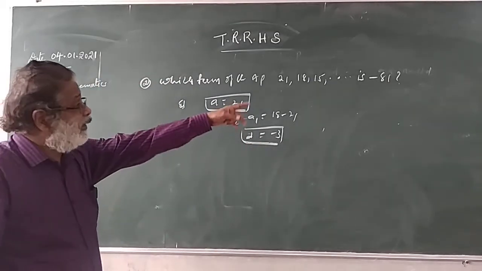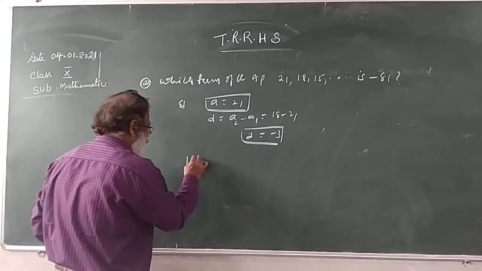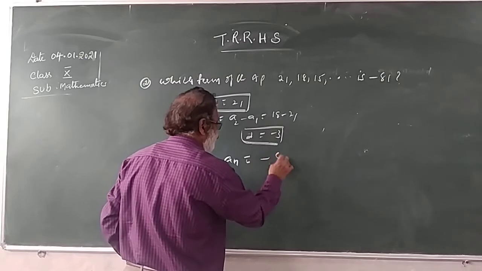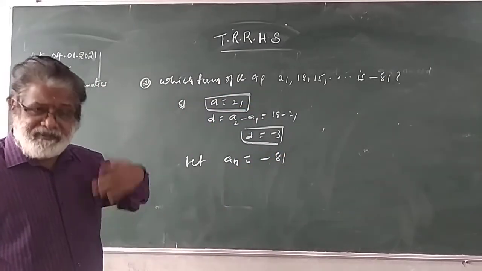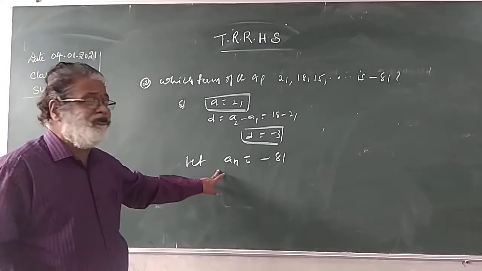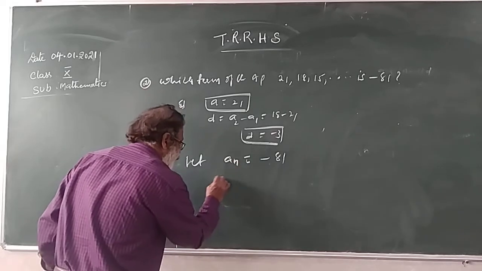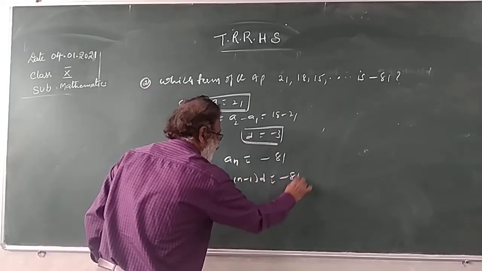Now, which term of the AP is minus 81? Let us assume that minus 81 is the nth term. Let AN be equal to minus 81. The AN formula is A plus n minus 1 into d, equal to minus 81.